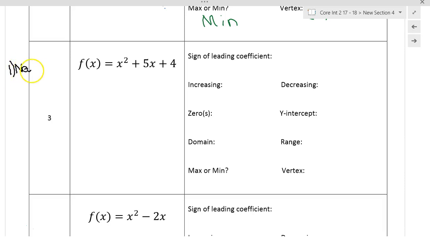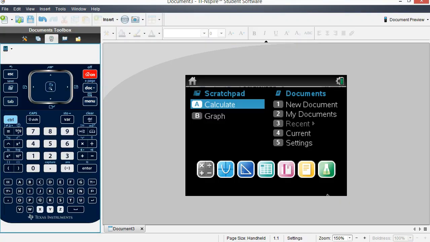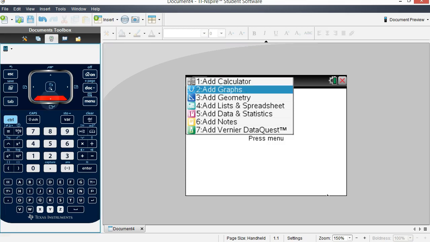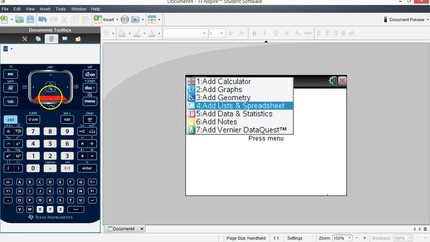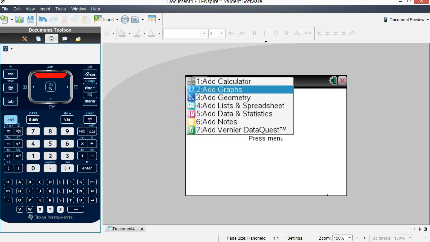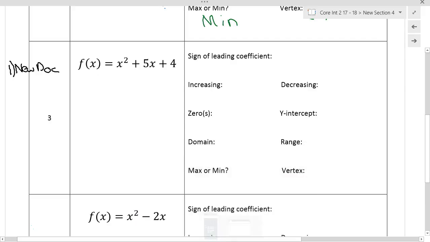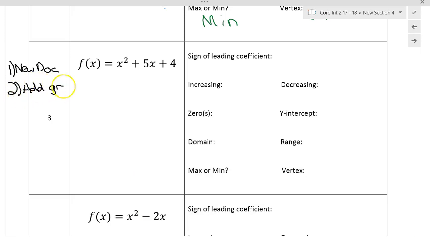Step 1, we're going to open a new document. On our calculator, how we do that is, from the home screen, we open a new document. Sometimes they'll ask you if you want to save. We never save. So just click no. And we're going to actually add a graph. Sometimes my calculator likes to decide to stop. So that's number 2, add graph. Our third step is type in equation.